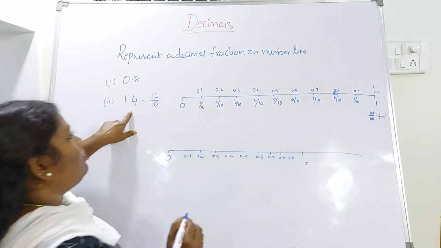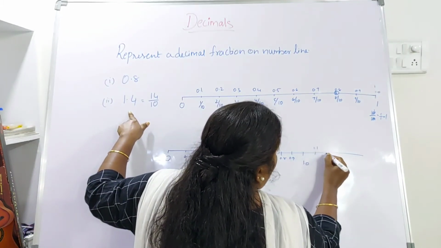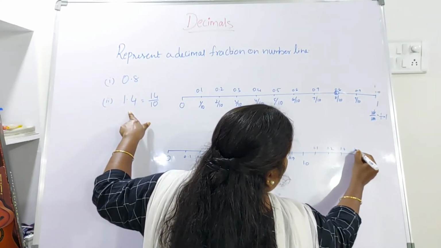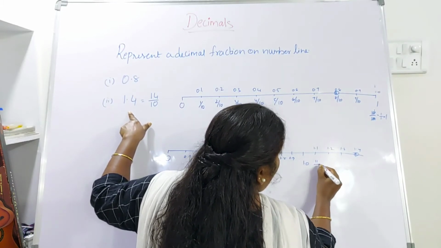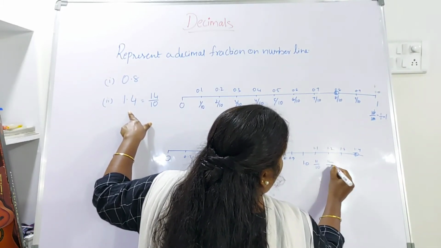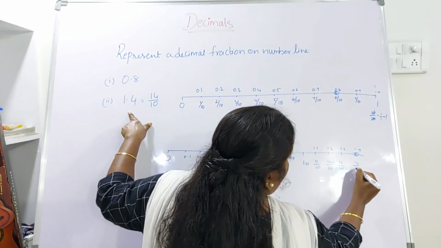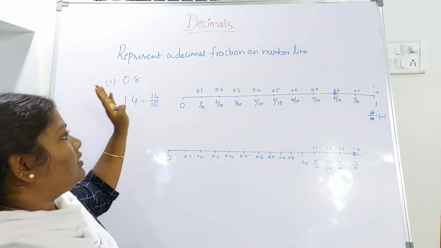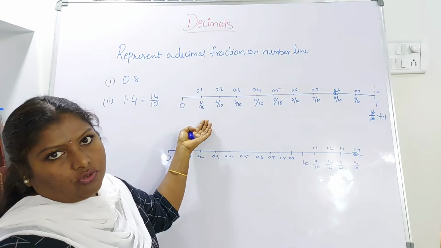Now it is 1.4. So it is 1.1, 1.2, 1.3 and this is 1.4. So this is the place. So I can write this as 11 by 10, 12 by 10, 13 by 10, 14 by 10. Yes. So I hope you have understood how to represent a decimal fraction on a number line. So let's go for the next topic.